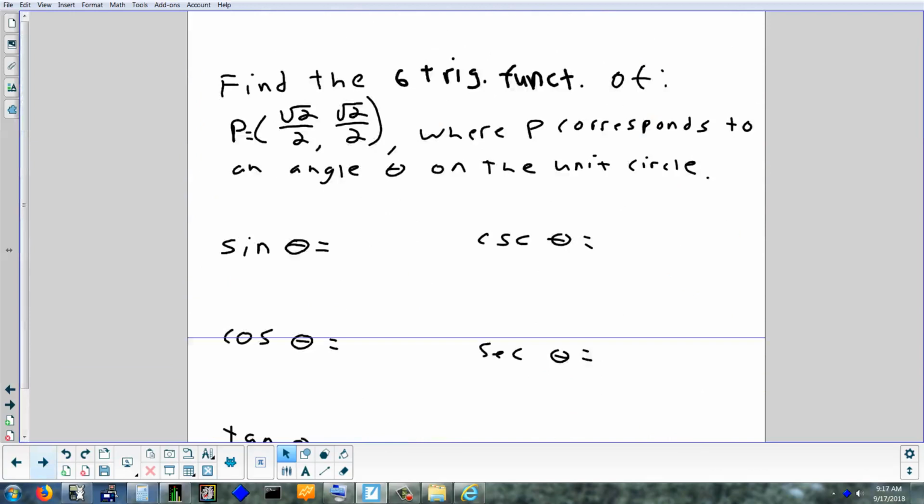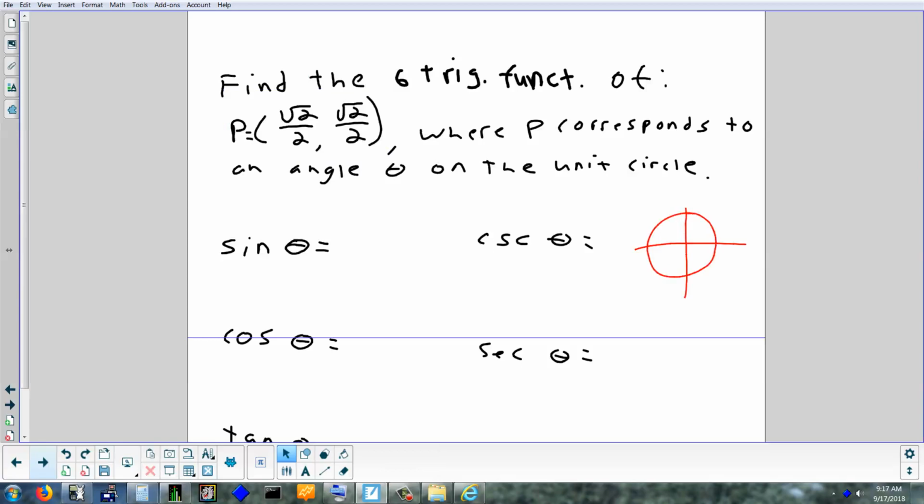Okay, let's try this one. So find the 6 trig functions of square root 2 over 2, comma, square root 2 over 2. Now, again, I'm not telling you what the angle is. This is the coordinate that corresponds to some angle somewhere. But I bet someone can figure out what that angle is. The x and the y value are the same. So, could anybody think, if you had a circle, and they're both positive.